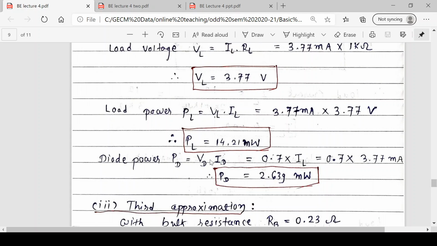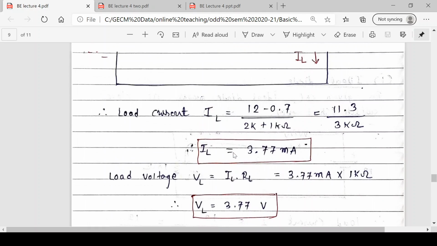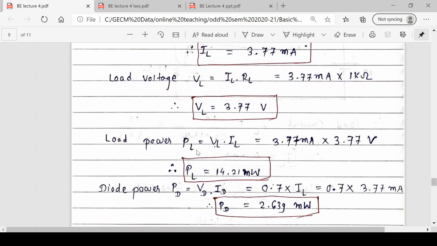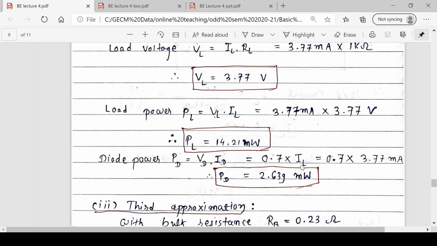Diode power. What will be diode voltage in second approximation? 0.7 volt. So let's put 0.7 into IL, that is load current. 0.7 into 3.77 milliampere. My diode power is 2.639 milliwatt. Earlier it was showing 0 in ideal, which is not possible. So now we are nearer to a real answer.